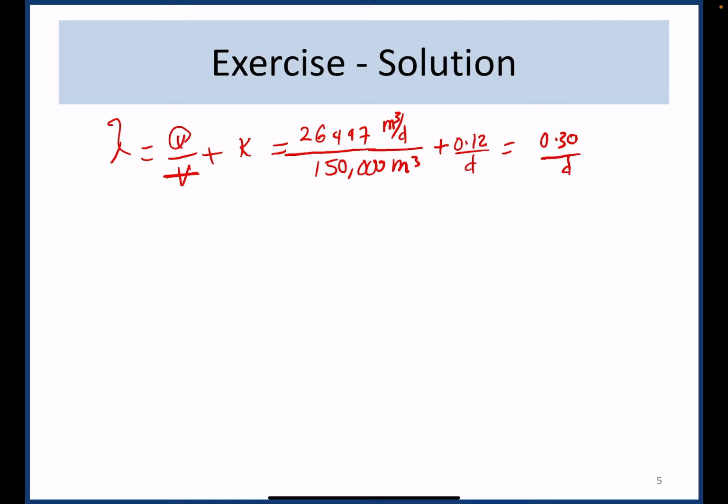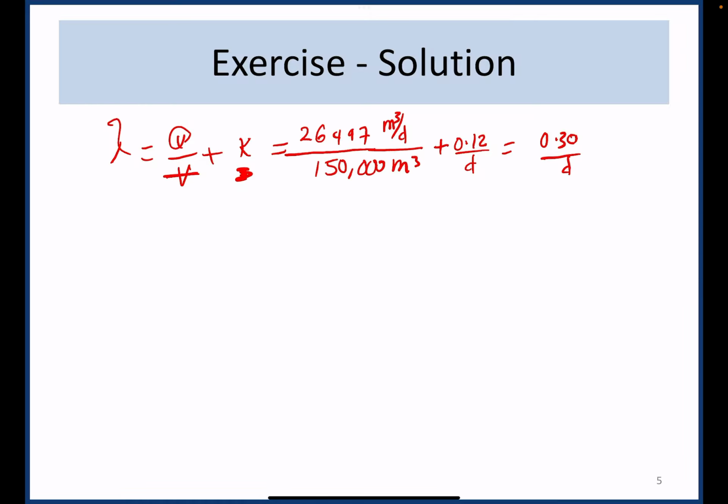Okay, we know that Q over V plus K are extremely important, and we have to account for decay, and we have to account for settling. Since there is no information about the settling properties of this type of organic, we should not include it. We are only including whatever is available.